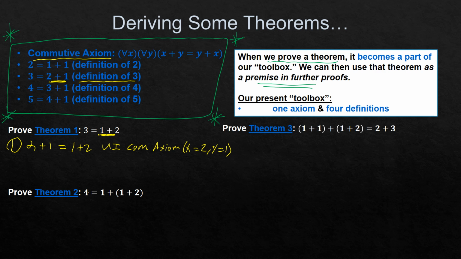For line 2, we can then say, because we know that 2 plus 1 is identical to 3 by the definition of 3, we could just substitute 3 in for that 2 plus 1. Hence we say 3 is equal to 1 plus 2 by the identity of definition 3 with premise, or not premise, but with line 1.